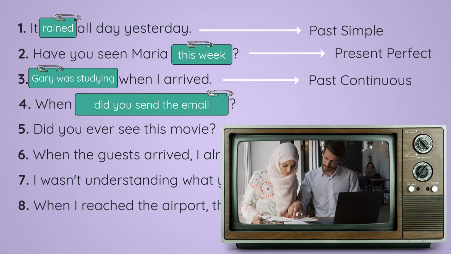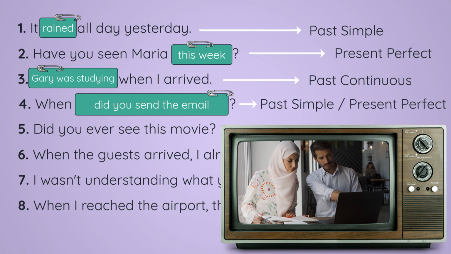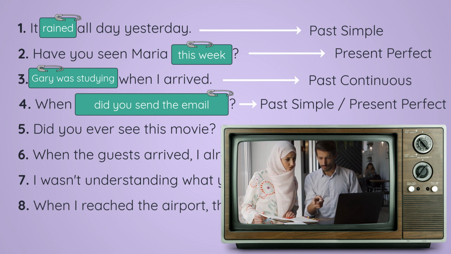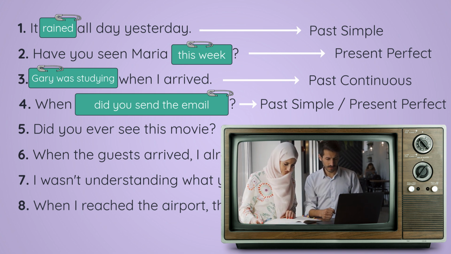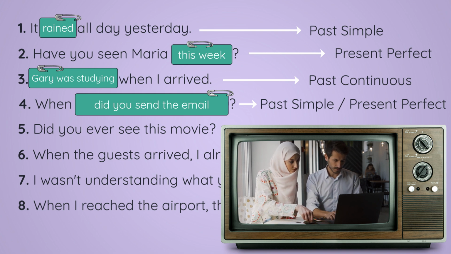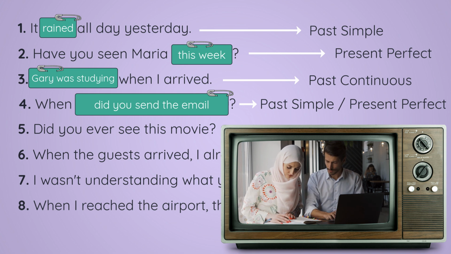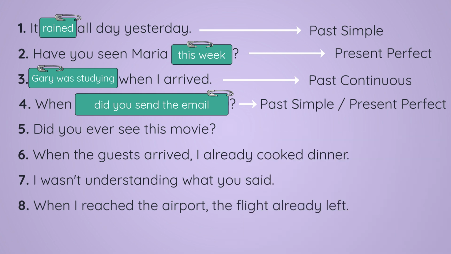So if you made a mistake here, you should really review past simple. But more importantly, also again, present perfect. A little bit of both. If you just said here, have you sent the email? Then it's fine and it's present perfect. Okay? But if you need to use the question word when, remember to change it to past simple.